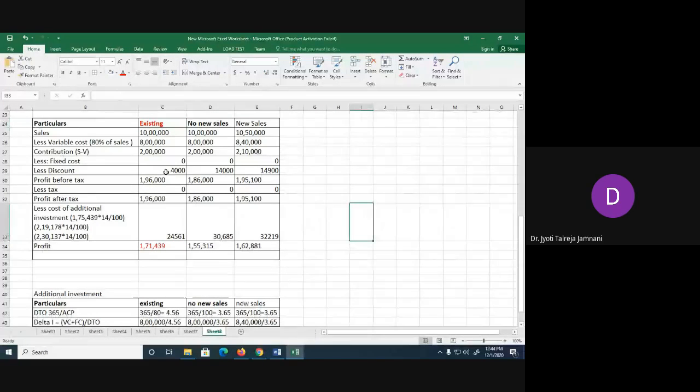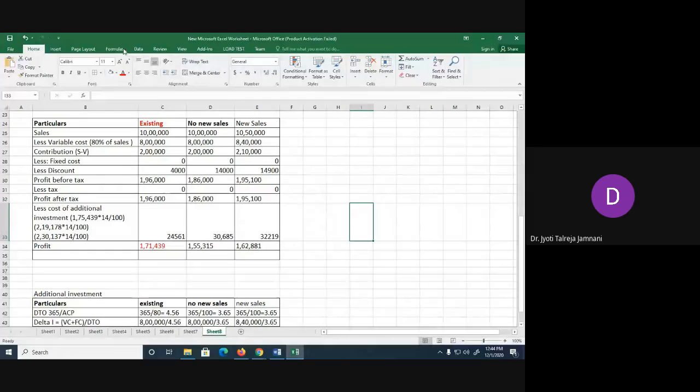I changed the question, I gave discount in existing, so all this is happening. If I wouldn't have changed the question, maybe no new sales or new sales would have got selected, because the discount rates and all would have changed.